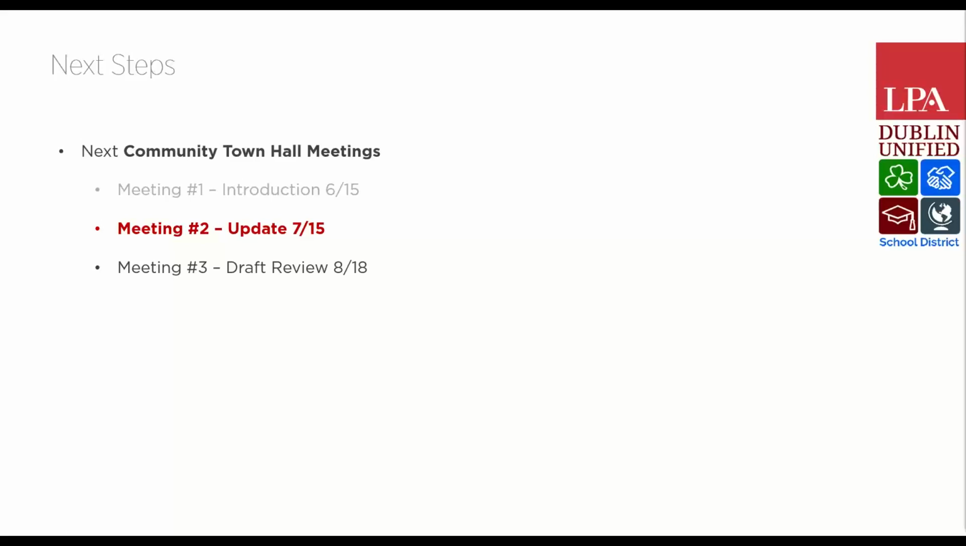And then meeting number 3 will actually be the draft plan on August 18th. That date could be flexible or move around a little bit depending on how our different board workshops go. But as we get the draft plan together, we'll be scheduling a 3rd town hall meeting for community input and comment.